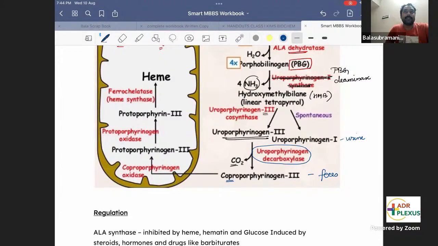This coproporphyrinogen 3 then jumps from the cytoplasm to the mitochondria. So the pathway started in the mitochondria, came to the cytoplasm, and from the cytoplasm it enters back into the mitochondria again. There it undergoes oxidation by coproporphyrinogen oxidase to give rise to protoporphyrinogen 3.